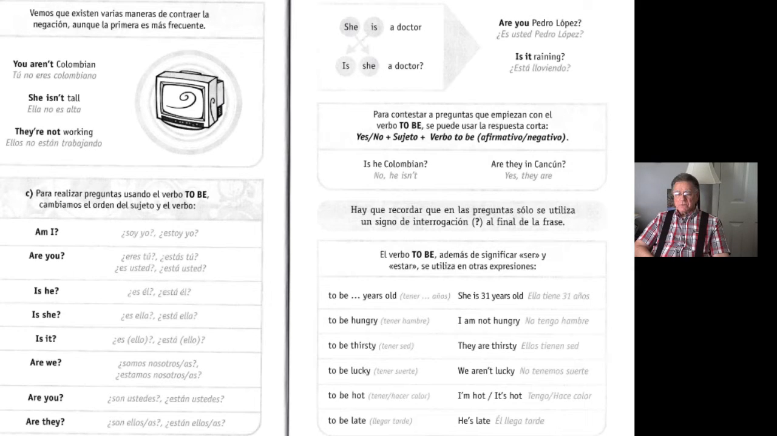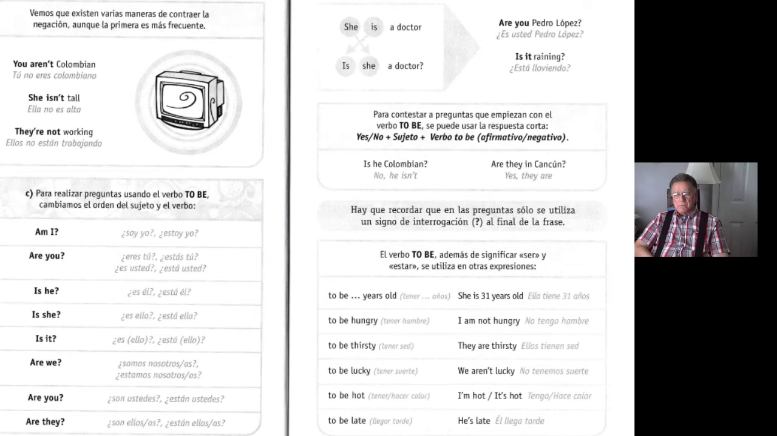Starting out the negative, it's also written here in our piece of paper that I'm showing you on the video. You aren't Colombian, which is you are not Colombian. Tú no eres colombiano, okay, in Spanish. She isn't tall, or we can say she is not tall. Okay, ella no es alta.